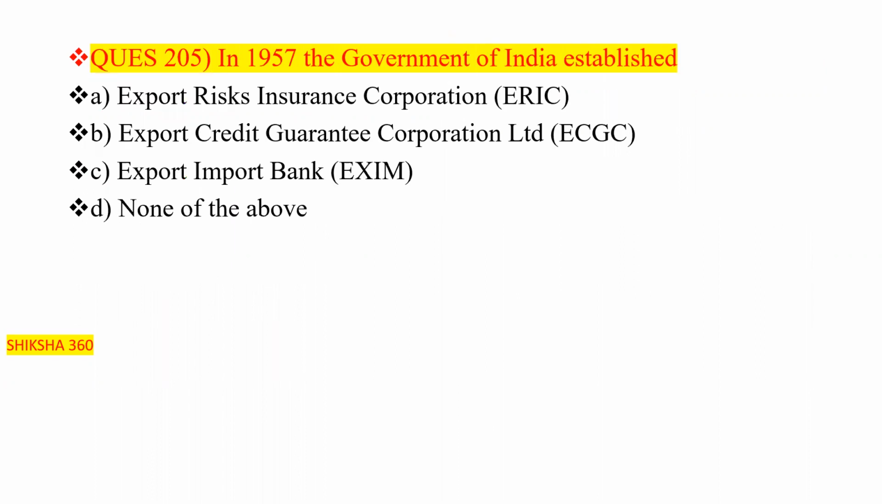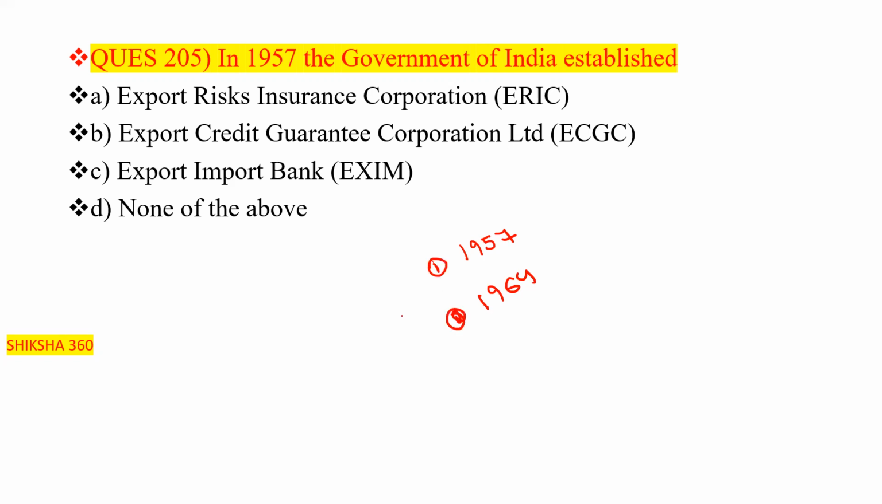In 1957, the government of India established which institution? First one is Exports Risk Insurance Corporation, second is Export Credit Guarantee Corporation Limited, third is Export Import Bank, or option D is none of the above. There are basically two types of question here. One institution was established in 1957, and the other in 1964.